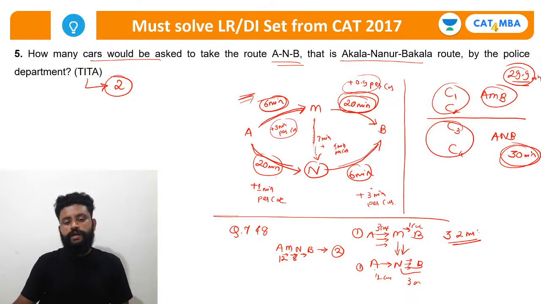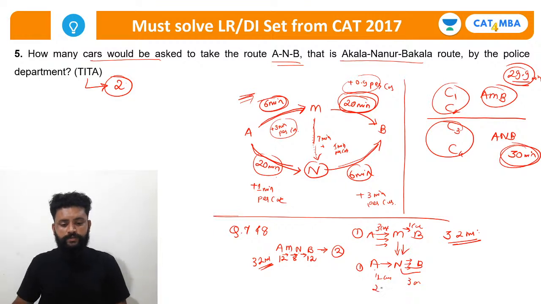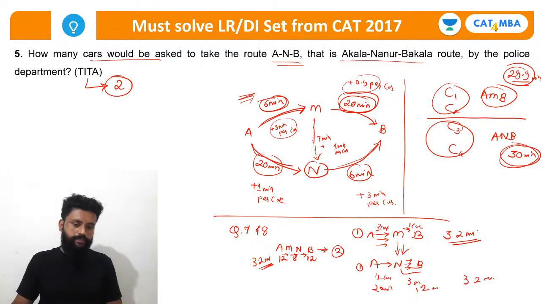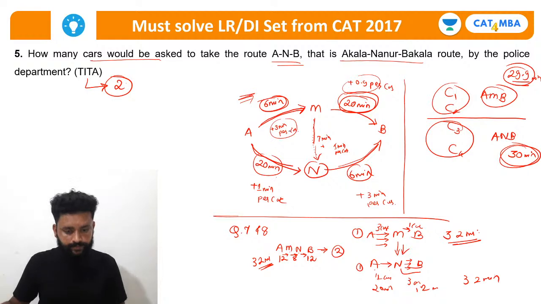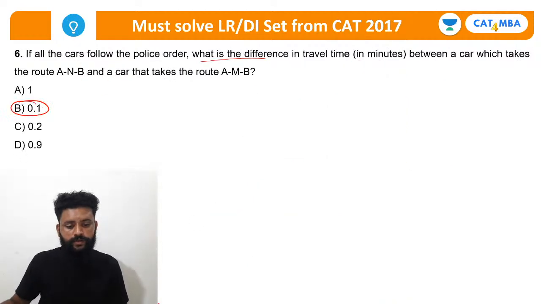Sorry, 6 cars, 6 + 6, 12. Again, this will also take 32 minutes, and even if you check this one, it will just take 20 minutes. Then after that it will again, so equally it is divided, exactly 30 minutes. Meaning how many cars have been told to follow AMNB? 2 cars.